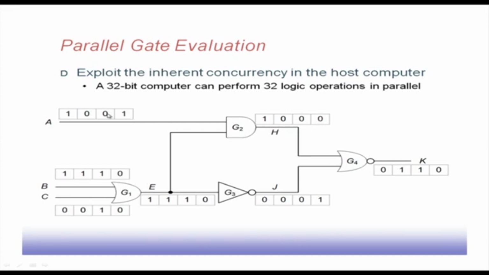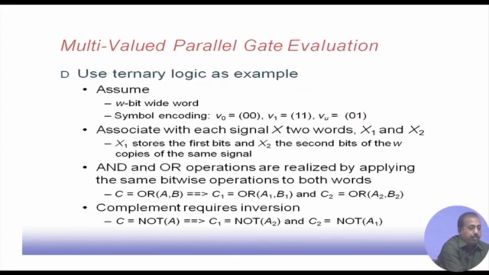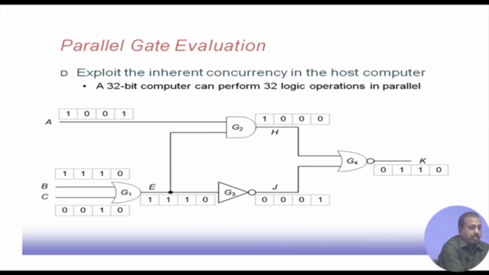Simultaneously the second bit is evaluated. This one and this one are ORed to get this one, and then I can get this OR here and then the ANDing here. So it can do 32 logic operations in parallel by doing these bitwise operations. That way we can have much faster execution. We will continue with the next class.